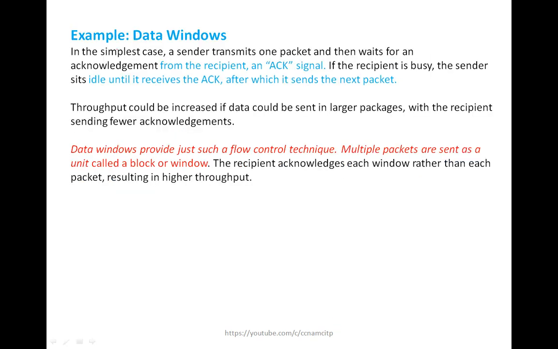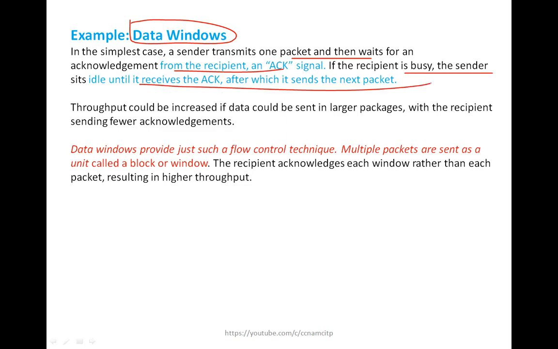One more thing here, guys, we have the data window. So what do we mean by data window here? In the simplest case, a sender transmits one packet and then waits for an acknowledgement signal from the recipient. If the recipient is busy, the sender sits idle until it receives the acknowledgement from the receiver to send the next packet. So guys, in this, throughput could be increased if data could be sent in larger packages with the recipient sending fewer acknowledgements.